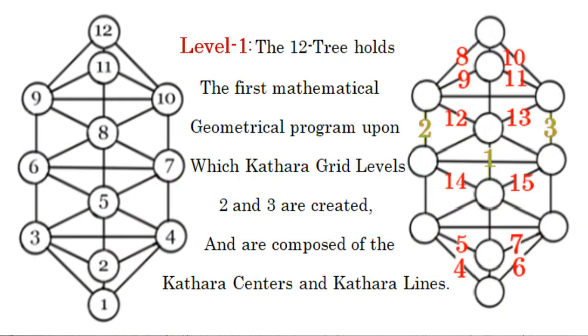Okay. Level 1. The 12 tree holds the first mathematical geometrical program upon which Kathara grid levels 2 and 3 are created, and are composed of Kathara centers and Kathara lines. As we look to the left, we can see the Kathara centers, 1 through 12, and as we look to the right, we can see the lines 1 through 15.